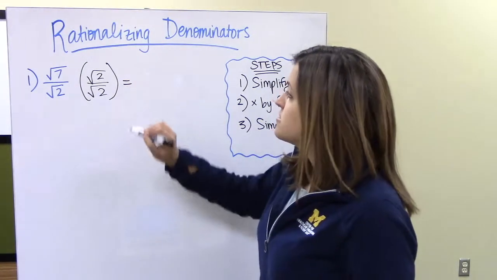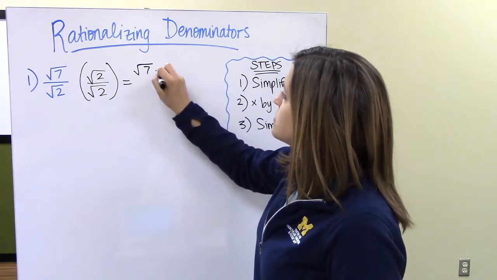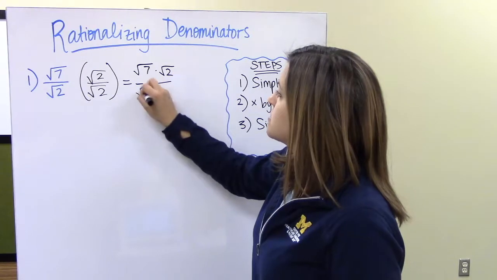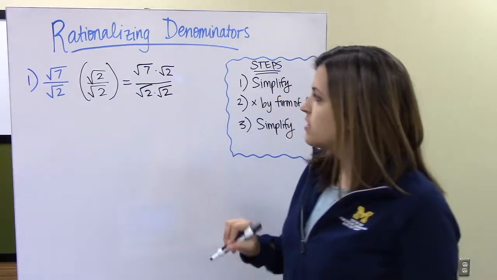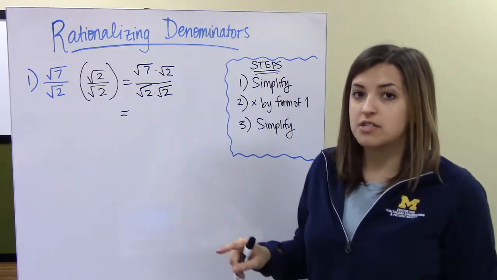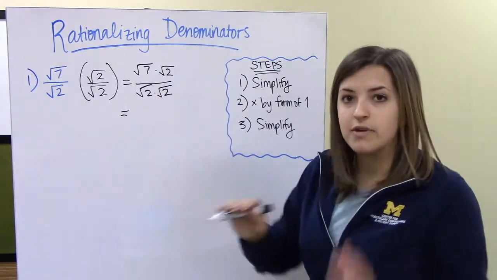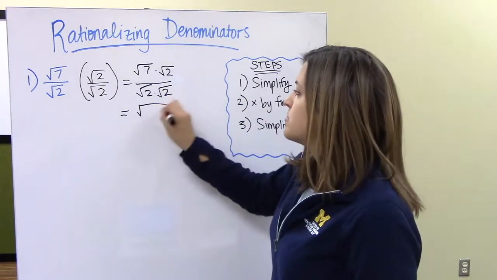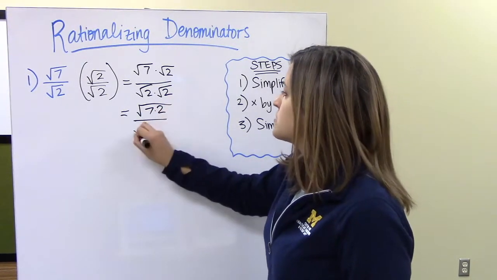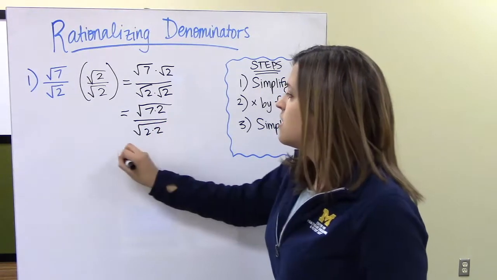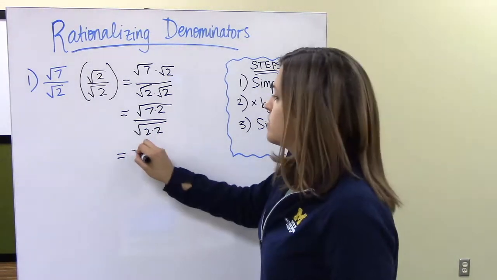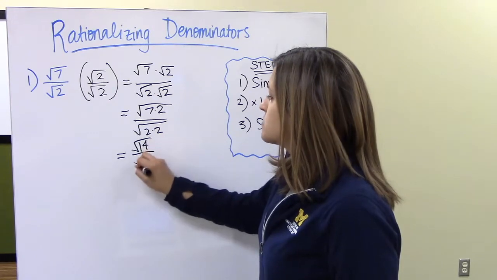So if I do this, I get the square root of 7 times the square root of 2 divided by the square root of 2 times square root of 2. Now this, I can use the product property on, so I'm going to make these into one big square root. So I'll get square root of 7 times 2 over square root of 2 times 2. And if I multiply these out, I get the square root of 14 over the square root of 4.